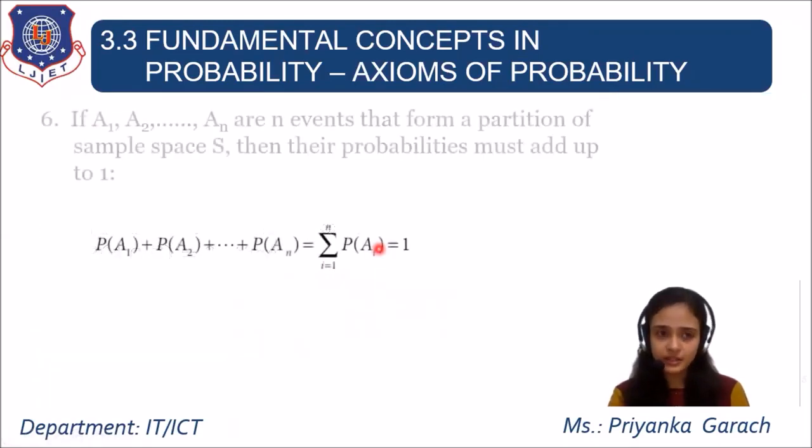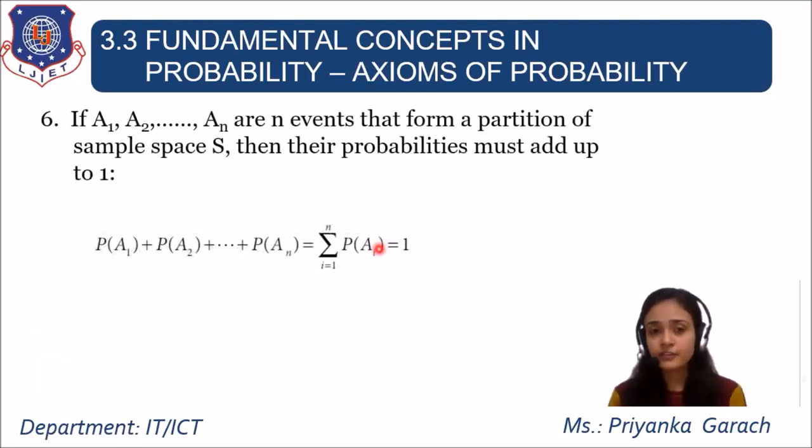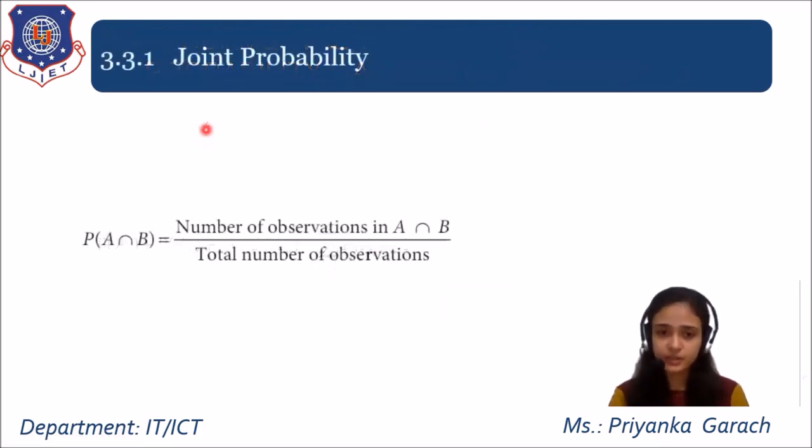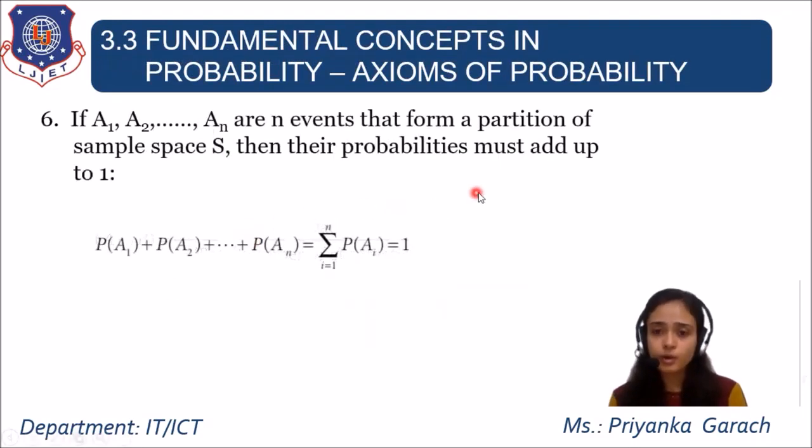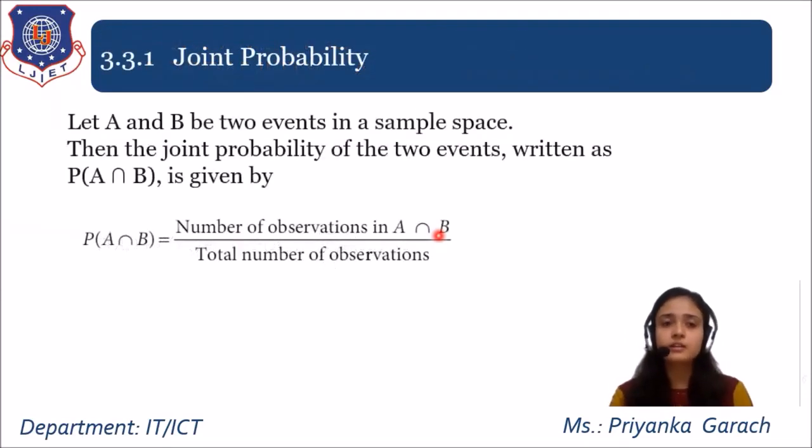The sixth rule is, if I have n events like A1, A2 up to AN that form a partition of the sample space, then the summation of all their probabilities will always equal 1. So the summation of the probability of all the events will always equal 1.